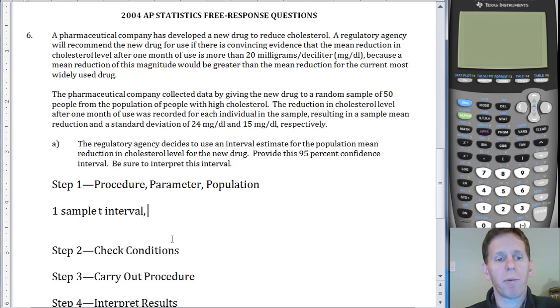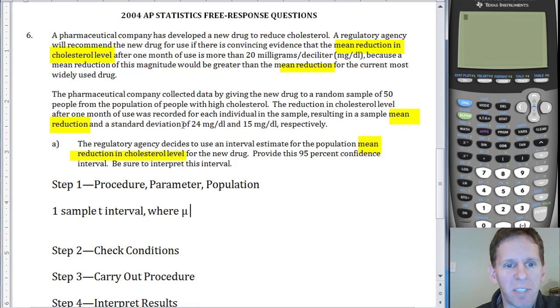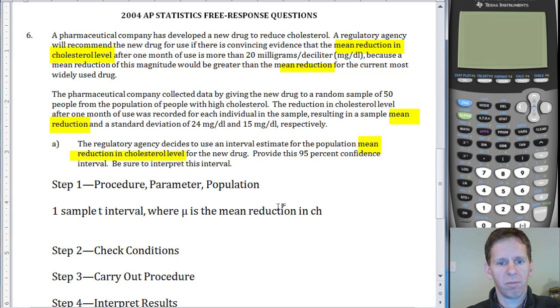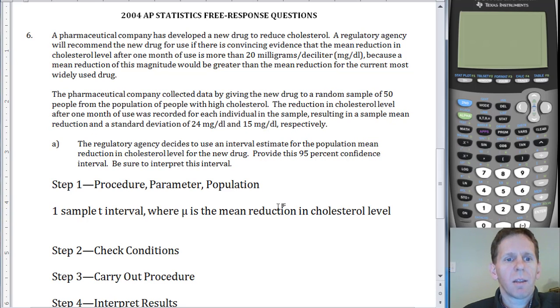Now we're going to discuss what our parameter is. Our parameter is still mu. Mu is the mean. The mean what? We said it several times. The mean reduction in cholesterol level. The population. Who's the population? Find the sample size first. It says the sample is 50 people from the population of people with high cholesterol. So if the sample is 50 people with high cholesterol, the population must be all people with high cholesterol. So we'll say that for the population.